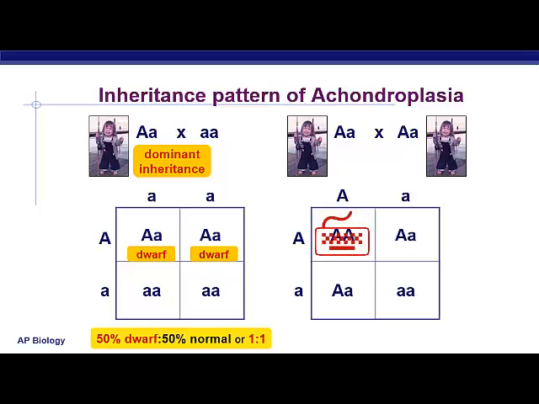Okay, 50% will be dwarfs, but two dwarfs, because it's a recessive trait, two dwarfs can have a normal-sized kid.